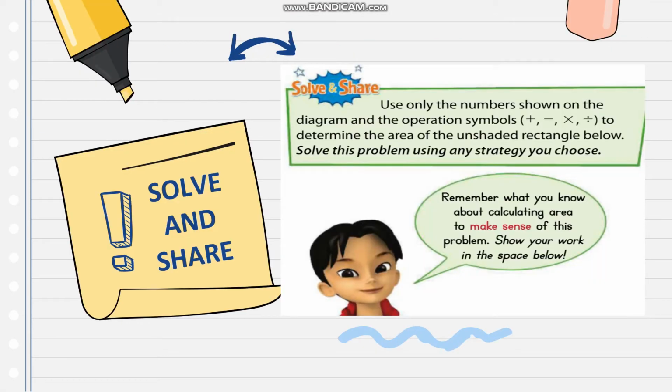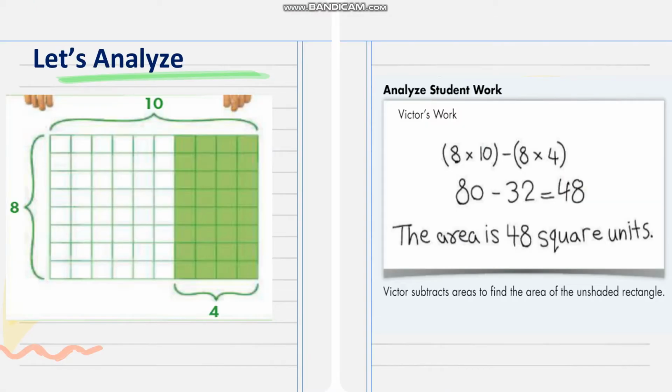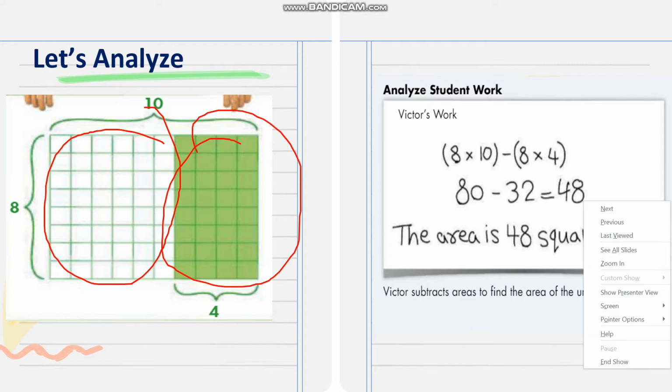Let's analyze this problem. Use only the numbers shown on the diagram and the operation symbols, addition, subtraction, multiplication, and division, to determine the area of the unshaded rectangle below. Solve this problem using any strategy you choose. As you can see, you need to find out the unshaded part. This is the unshaded part, okay? And this is what we call the shaded part of the rectangle.